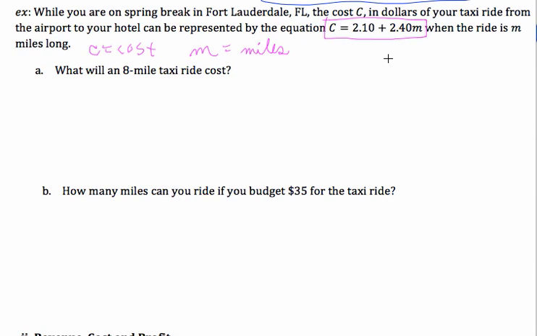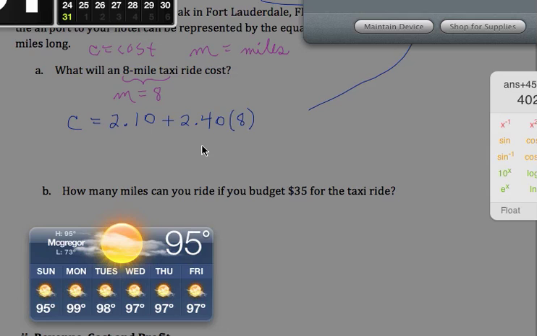Okay. So what will an 8-mile taxi ride cost? If it's an 8-mile ride, that means M is equal to 8. So we can plug in M equals 8 right there into that equation and solve for C. Actually, it's already solved for C. We just have to plug in 8 and then do a computation. So 2.10, that must be what they charge you when you get in the taxi. $2.10 or something. So plus another $2.40 for every mile, so times 8 miles. Okay, so we'll do 2.4 times 8 to compute this.